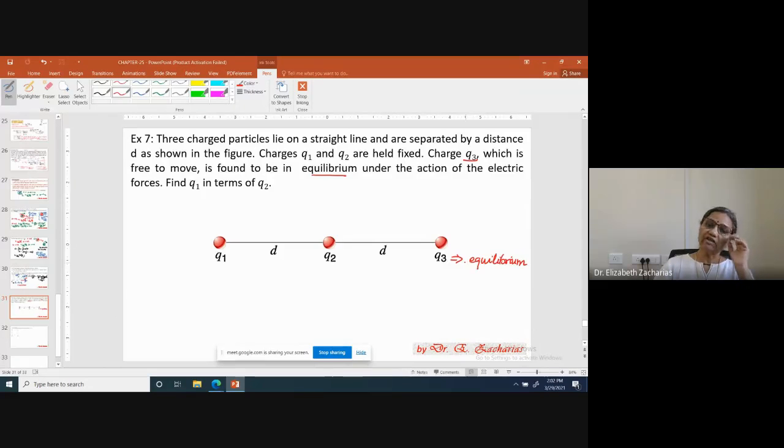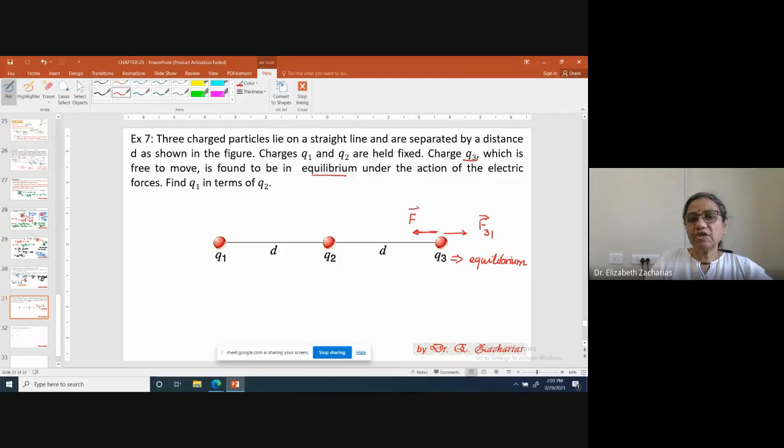So what are the two forces acting on it? It can be in equilibrium if the two forces acting on it are equal and opposite, right? So let us first draw two arrows on it, one in this direction, one in this direction. Let's say one force is F13 and the other force is, sorry, I made a mistake here. What should I write here? F31, force on 3 because of the first charge.